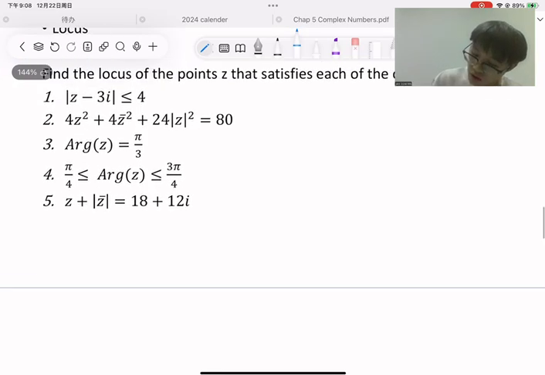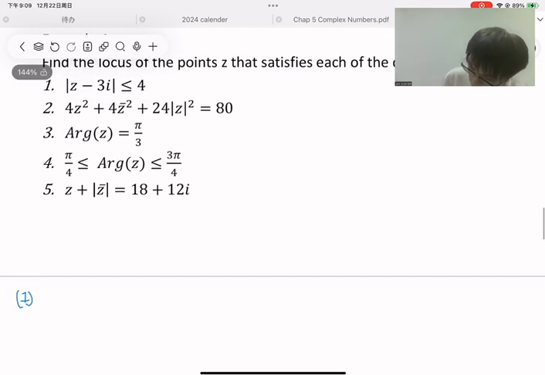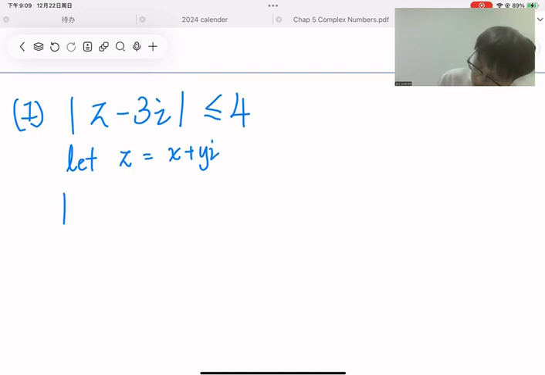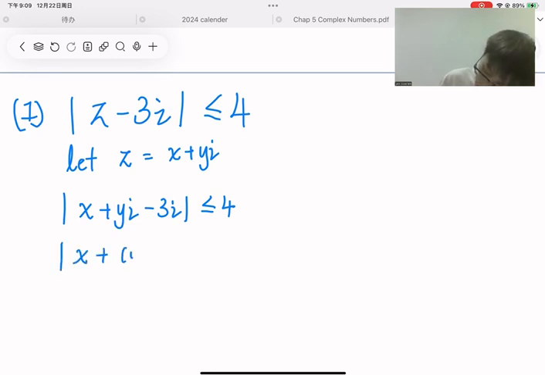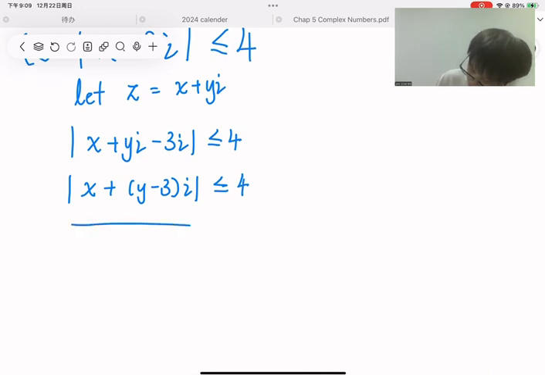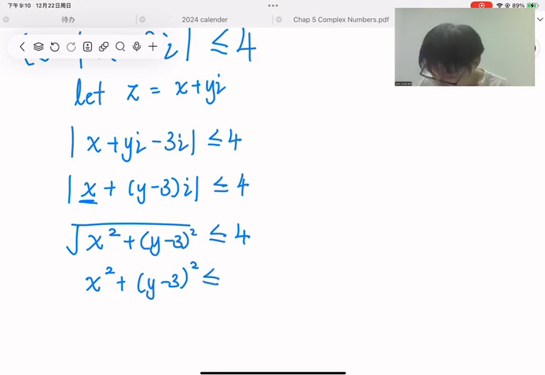Find the locus of the point z that satisfies each of the conditions below. For the first question, the condition is the modulus of z minus 3i is less than or equal to 4. Before we do anything, the first thing we need to do is let z equal to x plus yi and substitute into the equation. So the modulus of x plus yi minus 3i is less than or equal to 4. Remember the modulus is the square root of x squared plus y squared, so the real part squared plus the imaginary part, which is y minus 3, squared, is less than or equal to 4. So we get x squared plus (y minus 3) squared less than or equal to 4 squared.